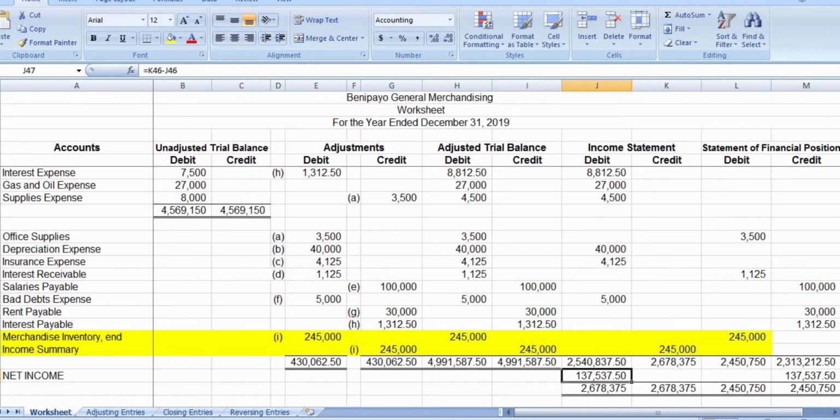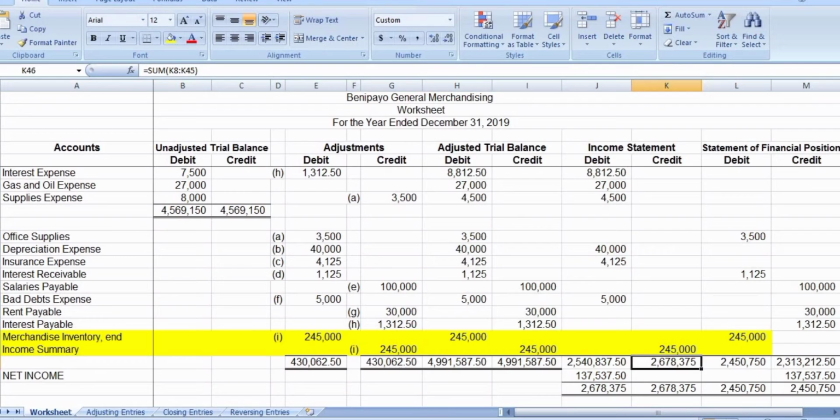First, compare the total debit with the total credit of the income statement columns. Which total is higher? This debit total or this credit total? This credit total of 2,678,375.